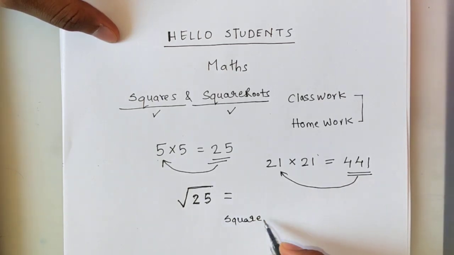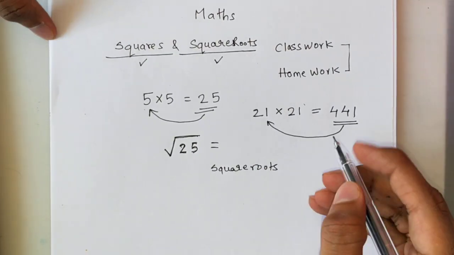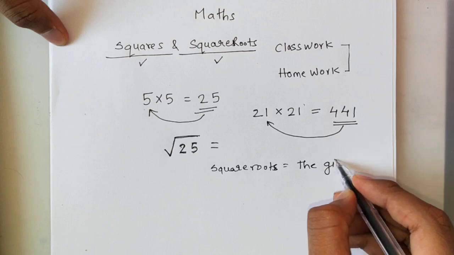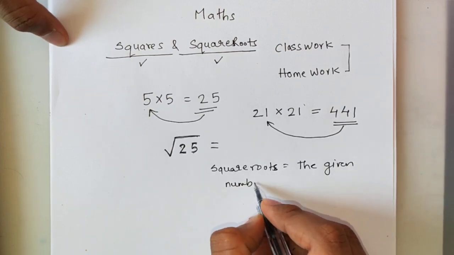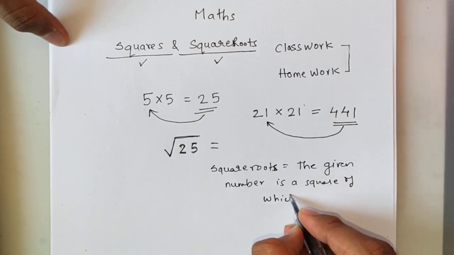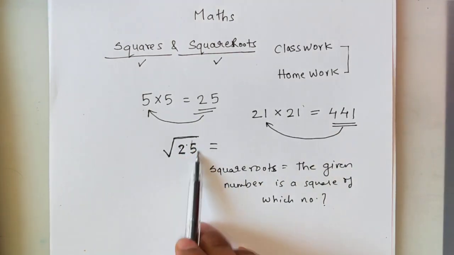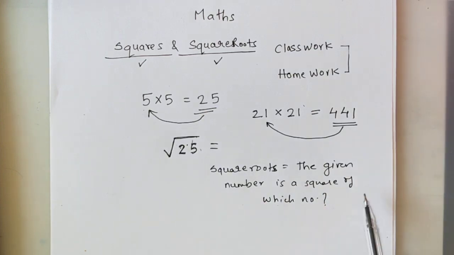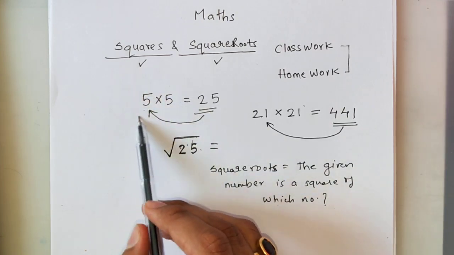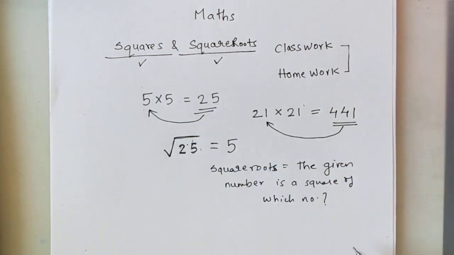See, in simple words, square root means the given number is a square of which number? They are asking you that the given number is a square of which number. So here, 25 is a square of which number? Just now we wrote 25 is a square of 5. When you multiply 5 with itself, you get 25. So the square root of 25 is 5.